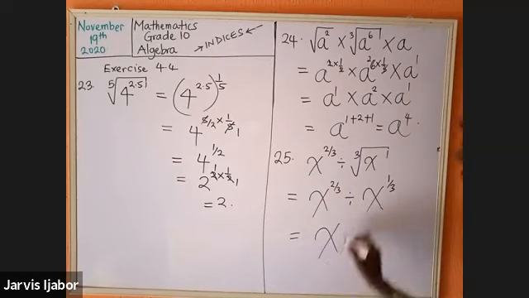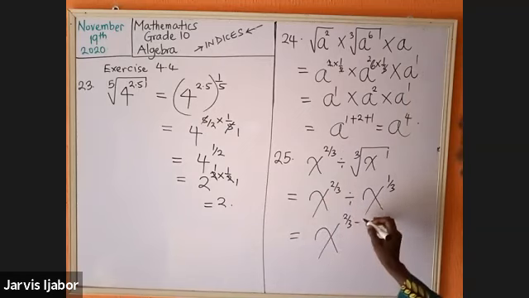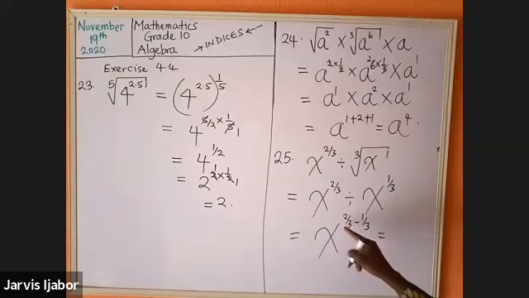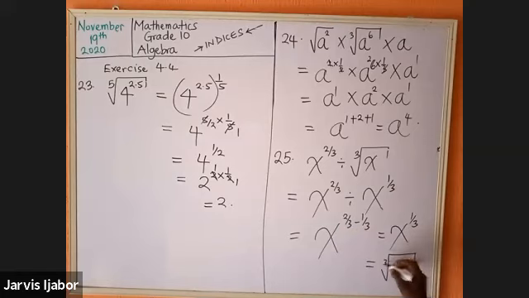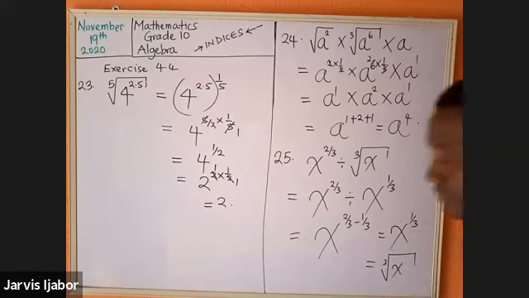That will be x raised to the power of 2 over 3 minus 1 over 3. 2 over 3 minus 1 over 3 is what? x raised to the power of what? 1 over 3. And you can now write your answer as what? The cube root of x.